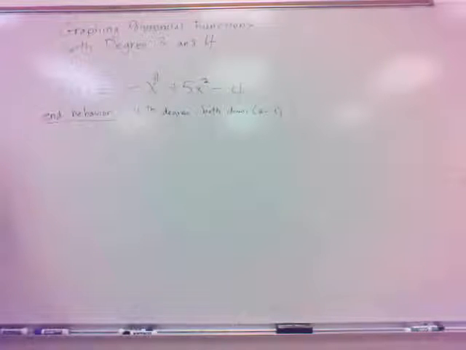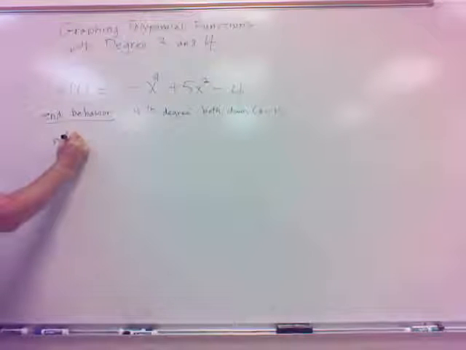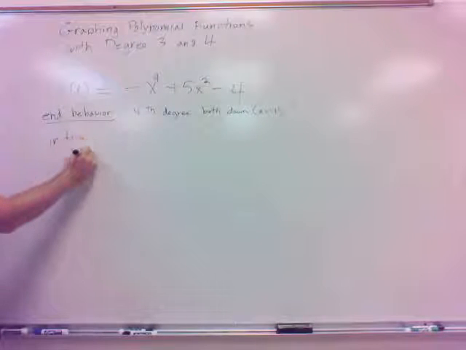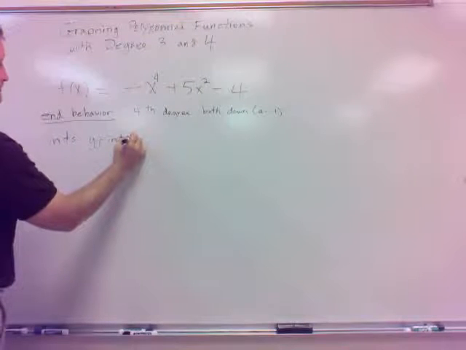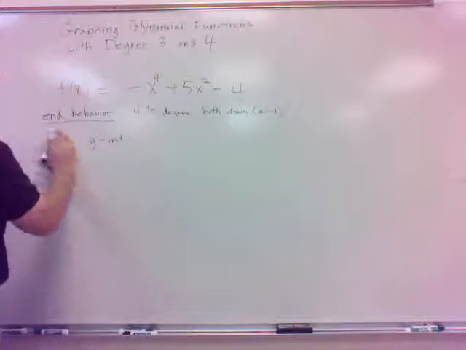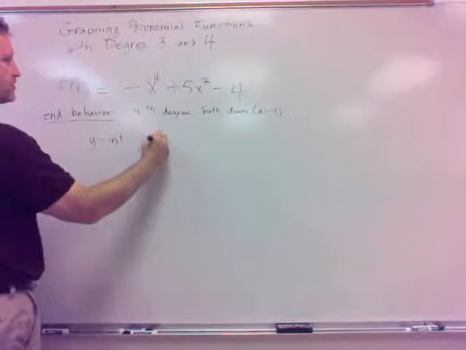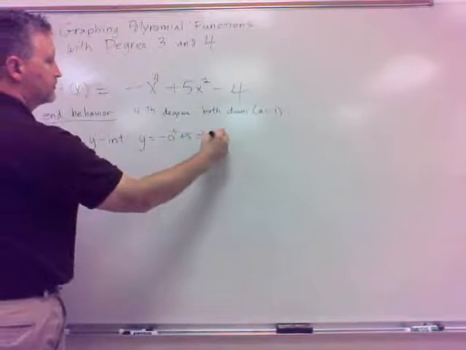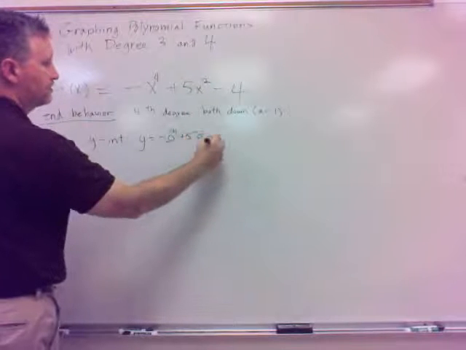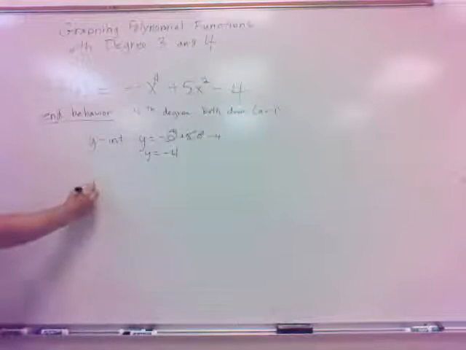All right, then our intercepts. The y-intercept, in this case, is not 0. The y-intercept is going to be, when x is 0, that's 0, that's 0. So the y-intercept looks like negative 4, doesn't it? What about the x-intercept?